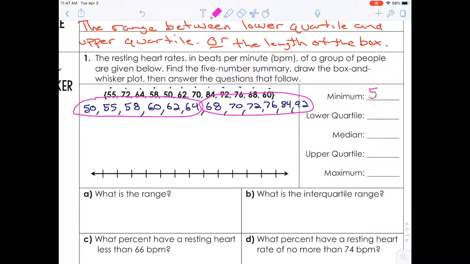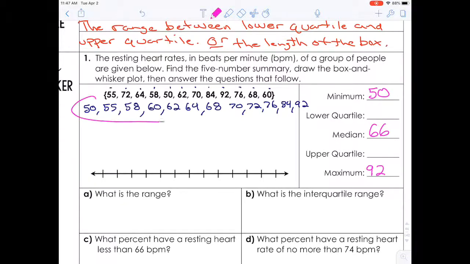So the minimum, the maximum, those two are easy. Now the median is the middle number, in which case it's these two, 64 and 68. So in your calculators, you go 64 plus 68 divided by 2, or you just ask yourself what number is in between 64 and 68, and that would be 66. Okay, lower quartile is the median of the bottom half.